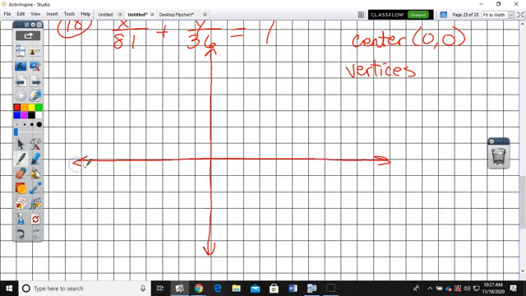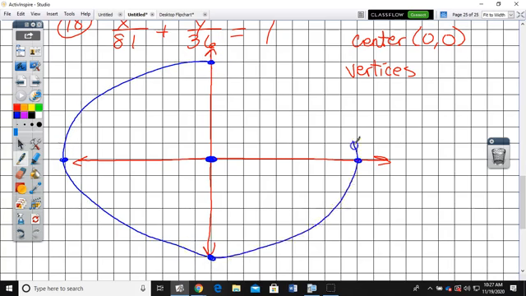All right. So 0, 0 is my center. How far do I go left and right? 9. 1, 2, 3, 4, 5, 6, 7, 8, 9. How far do I go up and down? 6. 1, 2, 3, 4, 5, and 6.